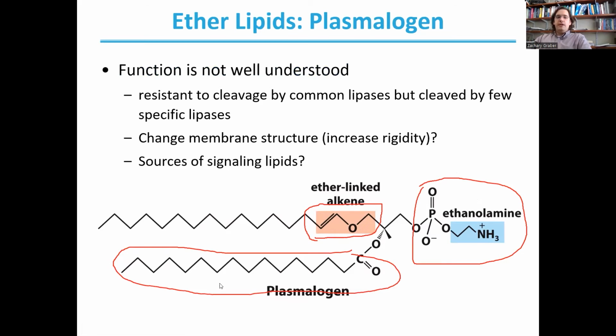Now, of course, with this ether-linked lipid, it then becomes resistant to our common lipases, right? So our lipases are usually targeting ester bonds specifically and won't be able to target that ether-linked bond. It does potentially lead to some changes in membrane structure, and it can also act as a potential source for other signaling lipids. But again, it's not known for sure what exactly its full role is.